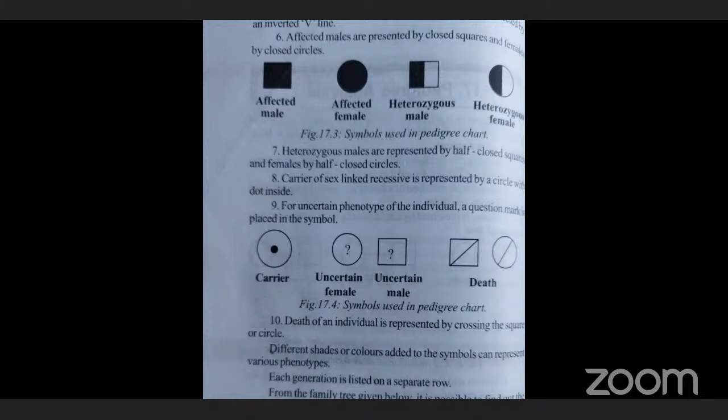The carrier of a sex-linked recessive trait is represented by a circle with a dot inside.